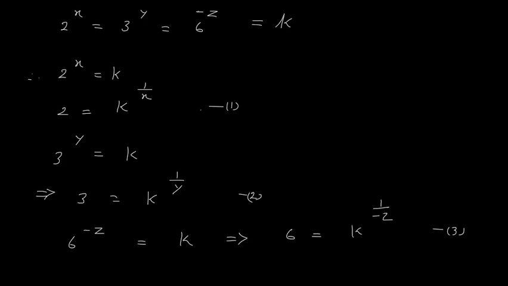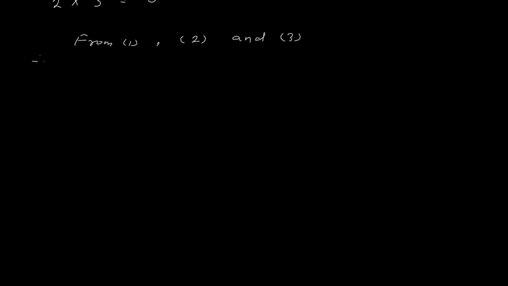We know that there is a relation between 2, 3 and 6 as 2 into 3 is equals to 6. So therefore from 1, 2 and 3, in place of 2 I will say k power 1 upon x. Therefore k power 1 upon x into k power 1 upon y is equals to k power 1 upon minus z. Okay, this much is okay.